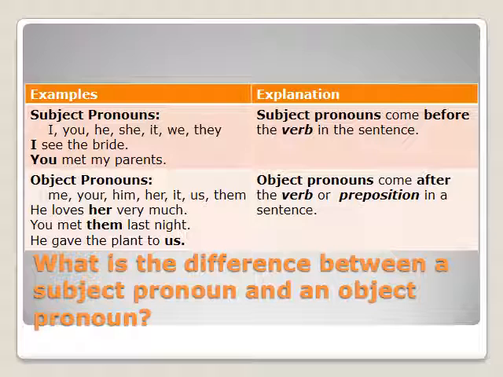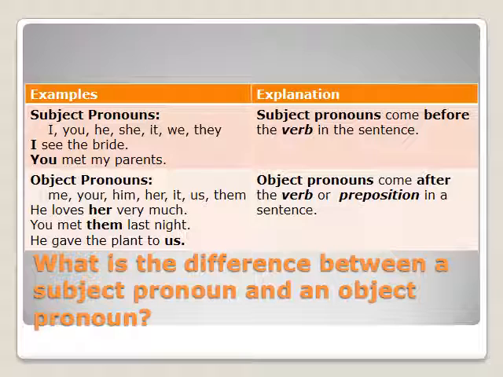So let's take a look at this slide here. We said the subject pronouns here are I, you, he, she, it, we, and they. So we can see in the sentences, I see the bride, you met my parents. Now in both of those, the subject pronouns come before the verb in the sentence. So that's how we identify them.